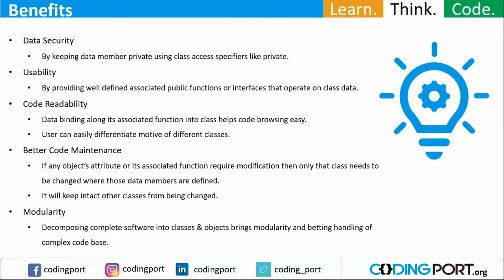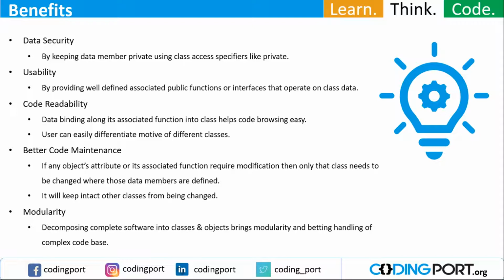First benefit is data security, because it ensures how you would like to keep your object data secure using class access specifiers like private. Second important point is usability. It provides well-defined associated public functions or interfaces that can operate on data. Code readability. If you're binding your functions and data together, then any programmer willing to look at that code, or if somebody is browsing your code, they can predict what are the objects, what are their associated behaviors, and they can easily identify the motive of your class.